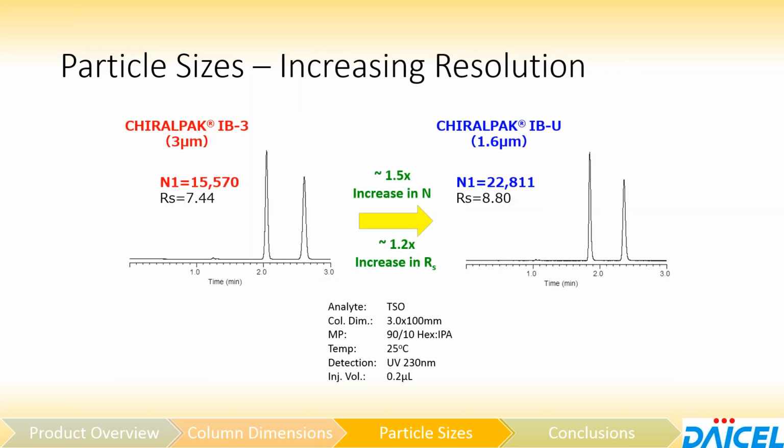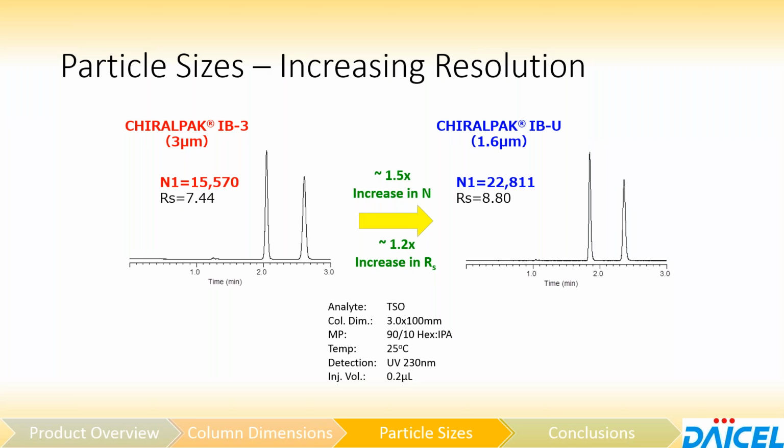As an example of that, here is a Chiralpak IB3, so a 3 micron column, compared to a Chiralpak IBU, a sub-2 micron, 1.6 micron column. Same column dimensions, so a 3 by 100 millimeter column. If we were to pack the column and simply calculate the number of theoretical plates for Chiralpak IB3, you see that the number of theoretical plates is just a little north of 15,500. And for Chiralpak IBU, it is almost 23,000. So there's an increase in the number of theoretical plates of almost 1.5.